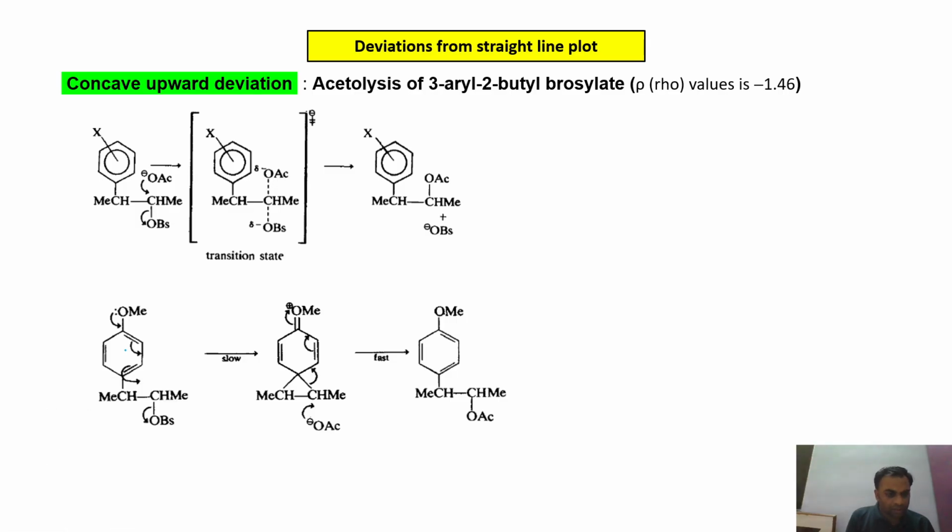because this internal nucleophile shows strong anchimeric assistance for the departure of the leaving group, and as this OBS departs, the species becomes ionized, and therefore it becomes very easy for the external nucleophile to attack, and therefore the rate of reaction increases. Now, what is the evidence for this?